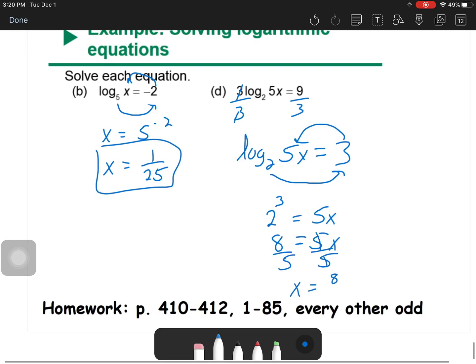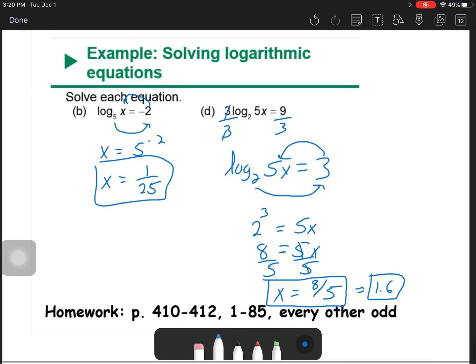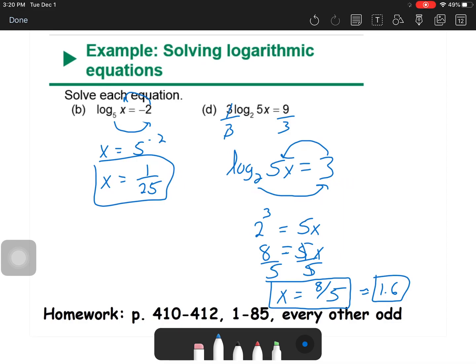So x equals 8/5. Okay, or I guess if you want a decimal, 1.6. And I think that's everything. So that's an introduction to solving some basic log equations, and converting from exponential to log form, recognizing the inverse properties of exponential functions and log functions. So that's it for this.